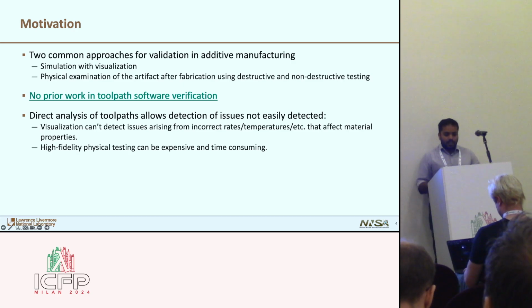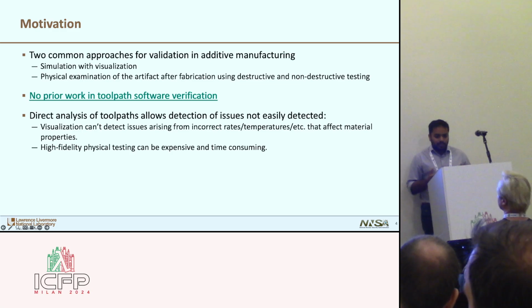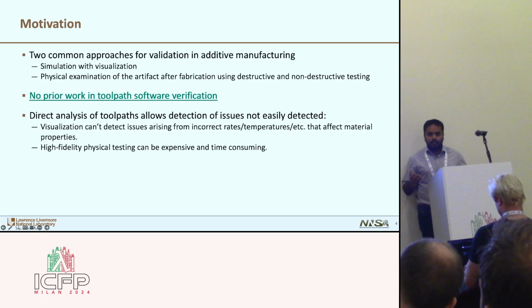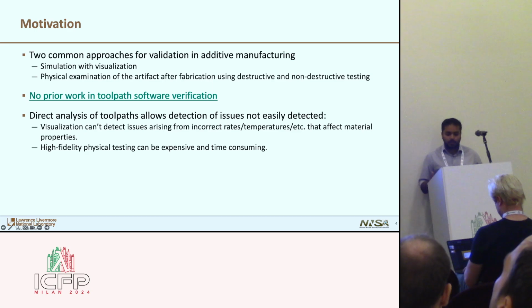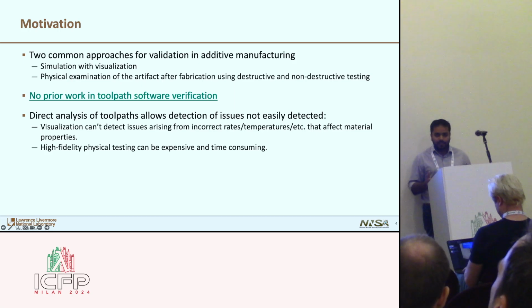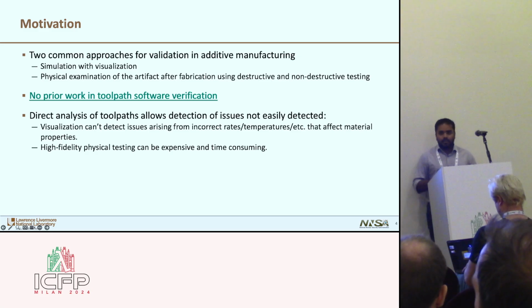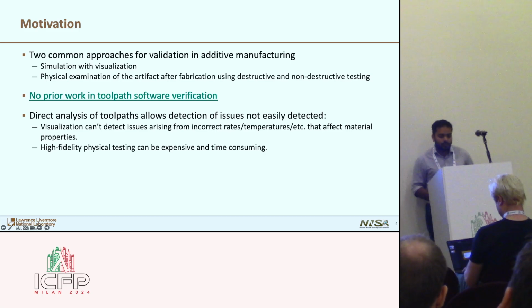And as far as the high fidelity physical testing is concerned, it's very expensive and time consuming. So essentially, these 2 approaches are kind of expensive, and imagine you have printed the entire object and then you realize that it doesn't meet design specifications. So you have wasted all these resources. So if we want to develop some techniques which directly analyze the tool path, we started looking at the toolpath software verification, and in our literature survey, we haven't found any prior work in toolpath software verification.